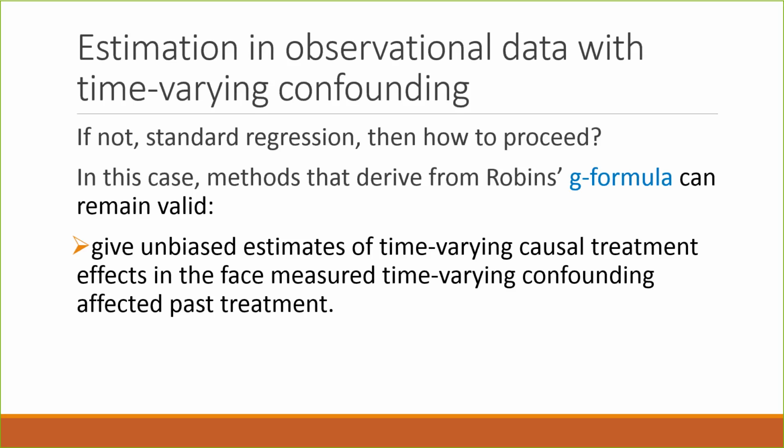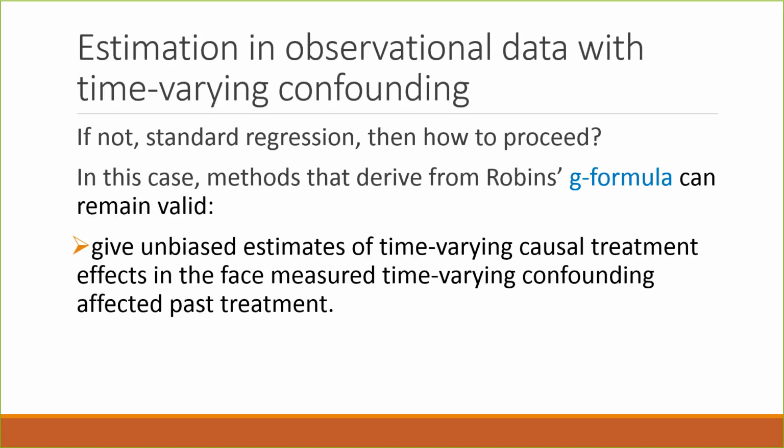So if not standard regression, then how can we proceed? In this case, in other words, under the more general DAG that I showed you, where the only restriction is that I have no unmeasured confounding, and I make no restriction on whether time-varying confounders are affected by past treatment, Robins' so-called methods that derive from Robins' so-called G formula can get us unbiased estimates in principle.